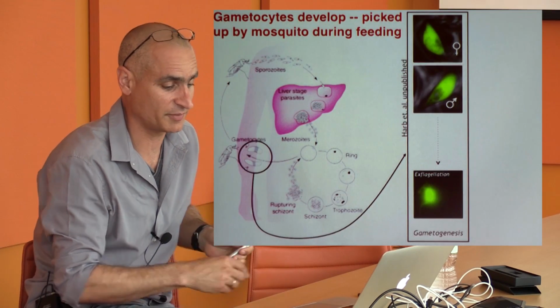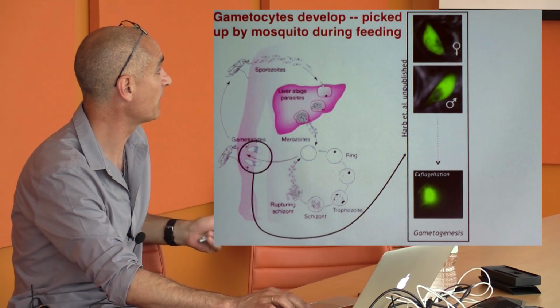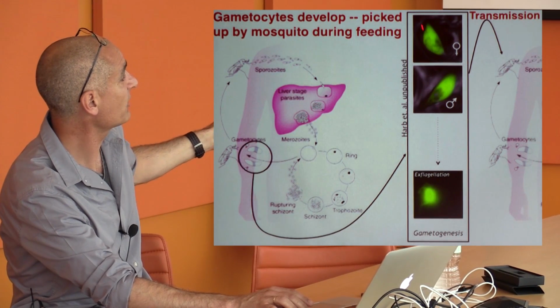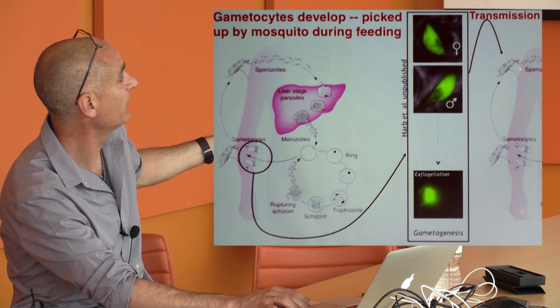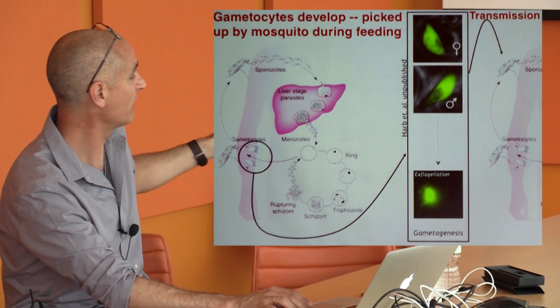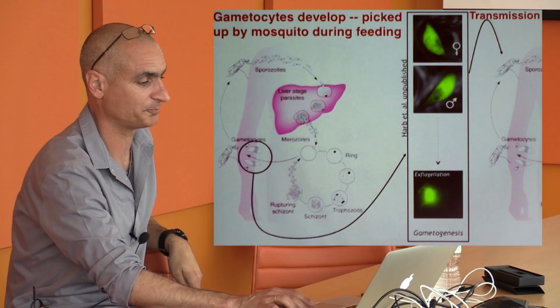And so that's actually a very interesting and new discovery, which will probably lead to some new drugs. So you have female and male gametocytes, and those ultimately will then be picked up by a mosquito, and then the mosquito life cycle goes on, and you have reinfection of humans.